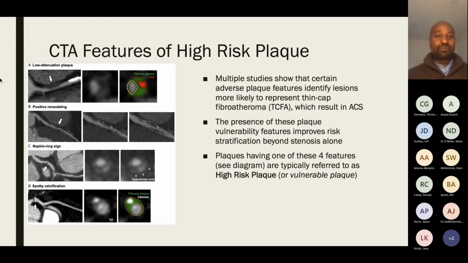Secondly, positive remodeling, an outward bulging of the vessel at the area of the plaque with a remodeling index of greater than 1.1, is also a higher risk feature. Third is something called the napkin ring sign.